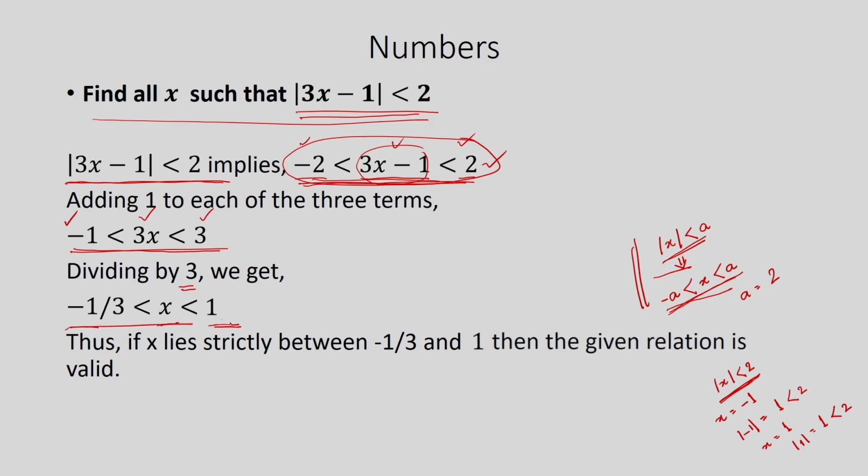So, this is the final chain that we have got: minus 1 divided by 3 strictly less than x strictly less than 1. Okay, so this is the actual solution. If x lies between minus 1 divided by 3 and 1, then the given relation, that is modulus of 3x minus 1 less than 2, is valid. So, that is the solution.